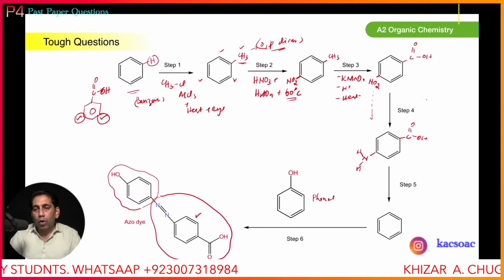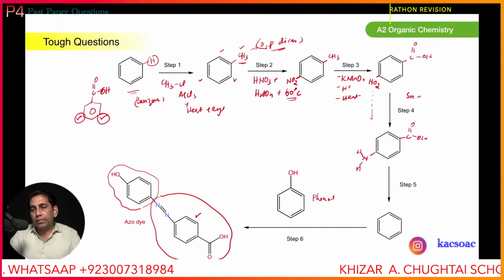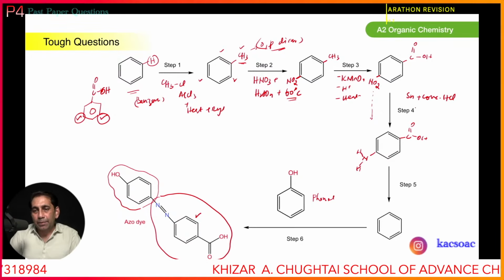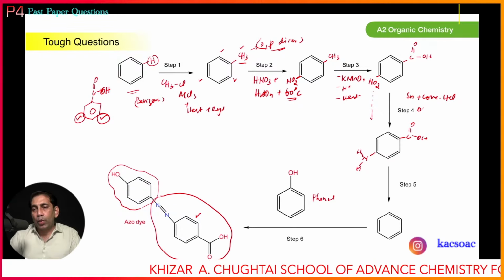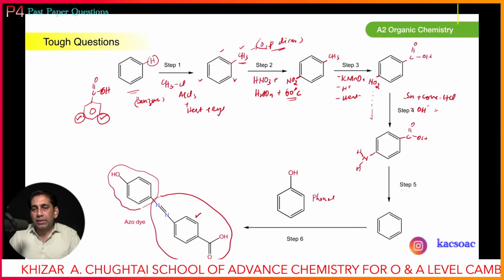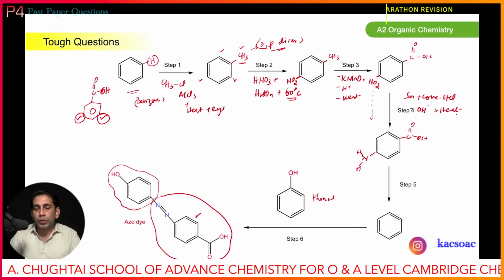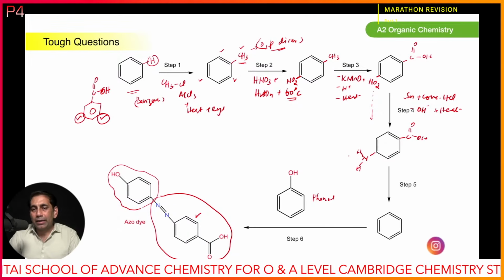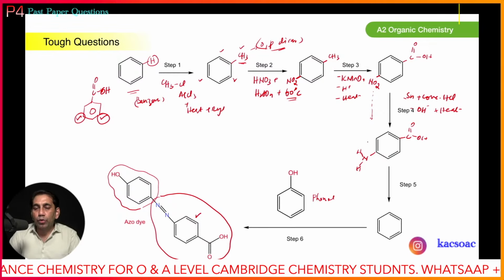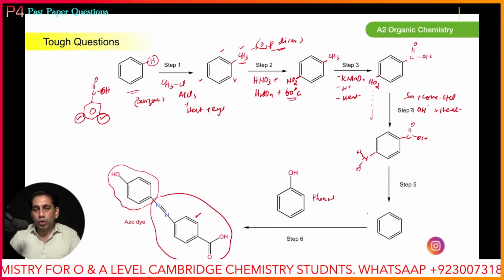Now, how? By putting tin plus concentrated HCl, and in the next step I'm going to add OH negative ion to neutralize the excess acid, plus heat as well. So this is called reduction of the nitro group. NO2 will change into NH2 group.